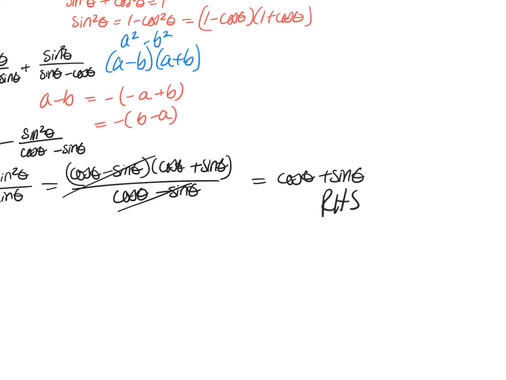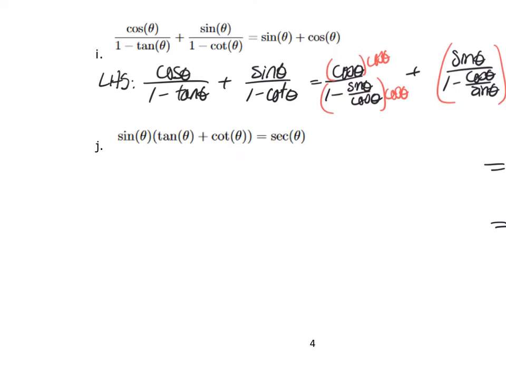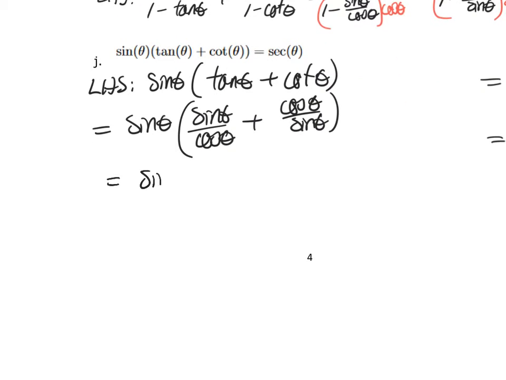Turbo smoking fast. I know I'm not answering questions, and I apologize, but I do need to get through this. On this one, I'm going to choose the left-hand side. So I have the sine of theta times the tangent of theta plus the cotangent of theta. I'm going to turn tangent into sine over cosine. I'm going to turn cotangent into the cosine over sine. I'm going to distribute through my sine. So I have the sine theta, sine squared theta, over the cosine of theta, plus the cosine of theta.